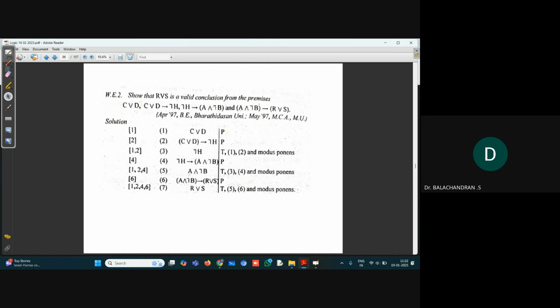Next premises, negation H implies A and negation B. So again P comma P implies Q is what? Q. A and negation B. I got it. Next premises, A and negation B implies R or S. That's a given premises. So P comma P implies Q is Q. Q is what? R or S.